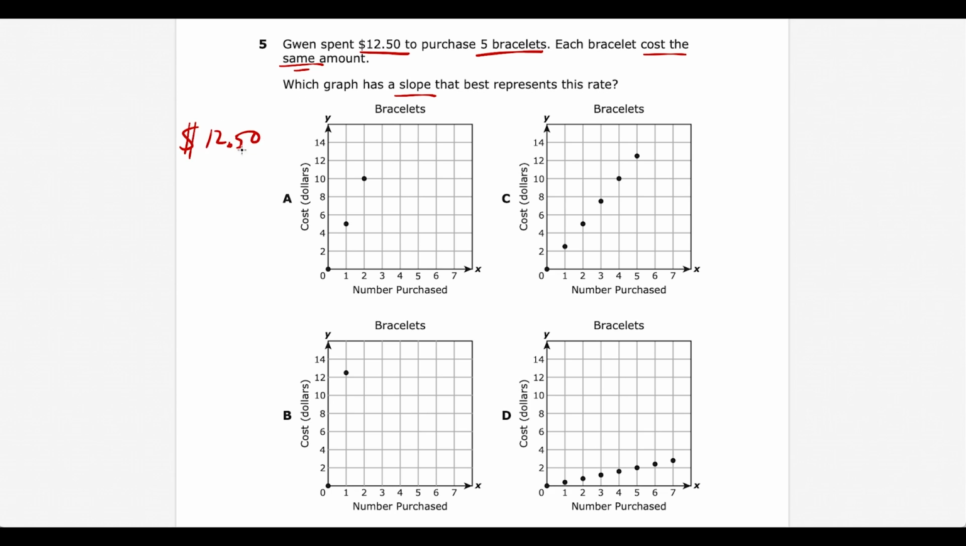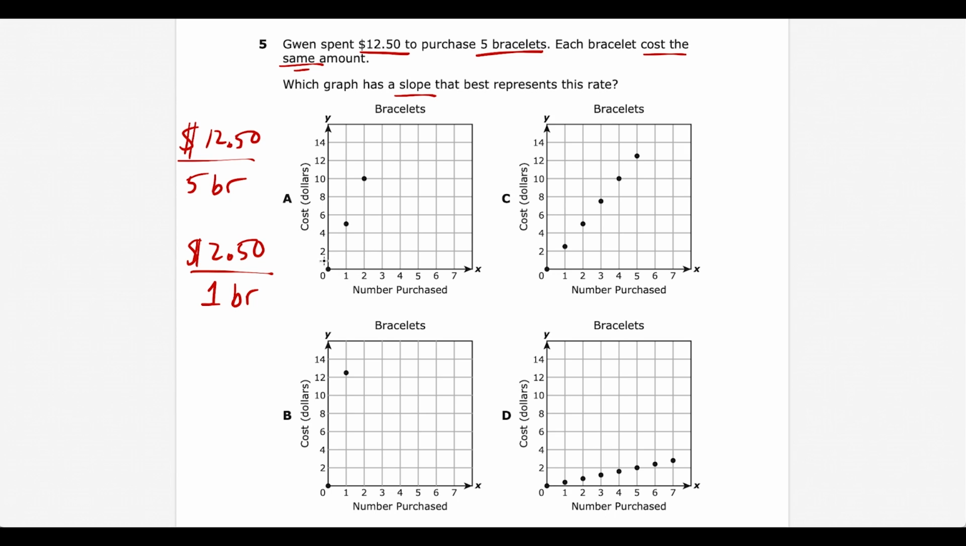we could look at $12.50 divided by 5, and I'm going to put BR on bottom for bracelet. And if we do 12.5 divided by 5, that equals 2.5, which means that it costs $2.50 for 1 bracelet. So I'm just doing the division here to get the unit rate. And now when we look, this is going to help us pick our graph.